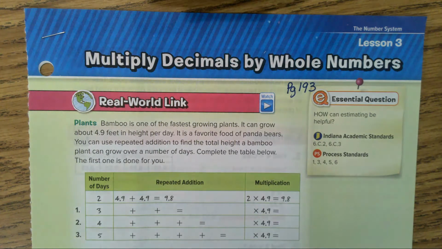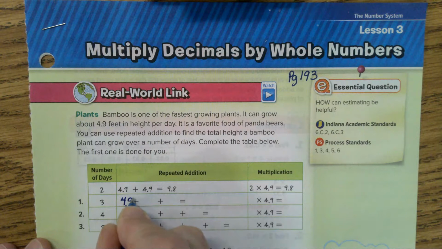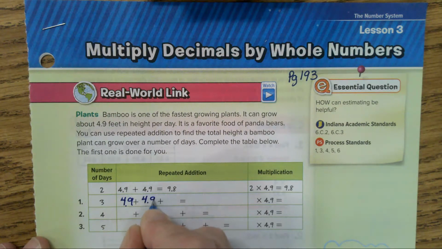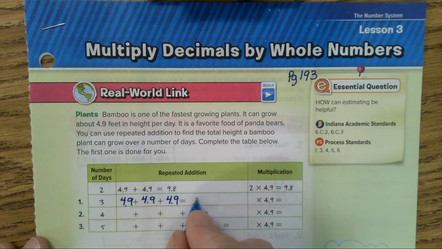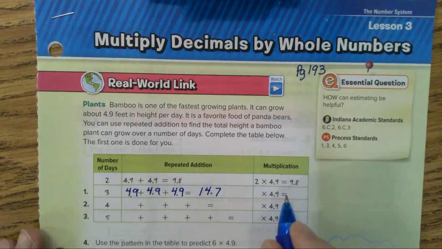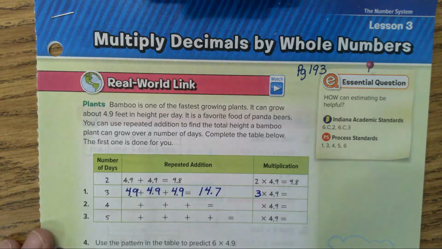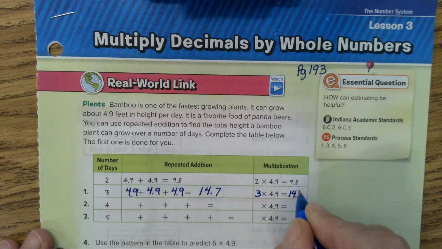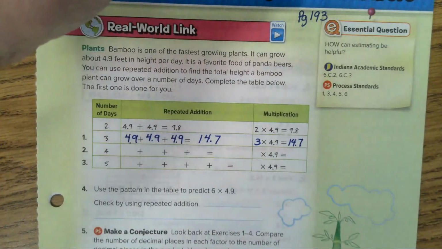Okay, on the next one, number of days 3, you're just going to add it 3 times. So put 4 9/10 plus 4 9/10 plus 4 9/10. And that will equal, I'm going to tell you kids, 14.7. And if you were going to do a multiplication problem, you would take 3 times 4 9/10, and that equals 14 7/10. Let's continue to complete the chart.